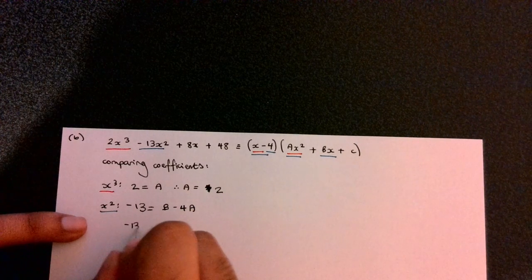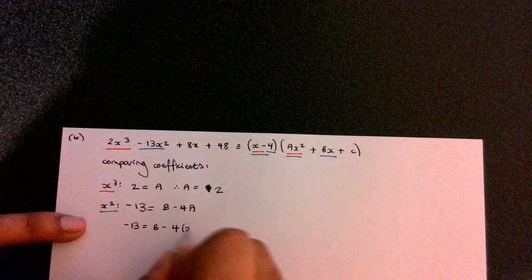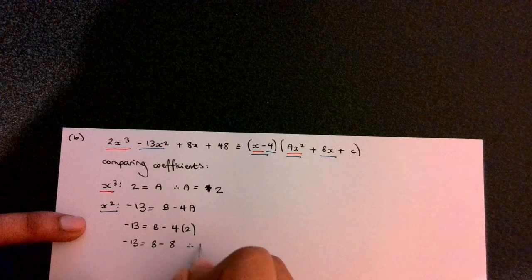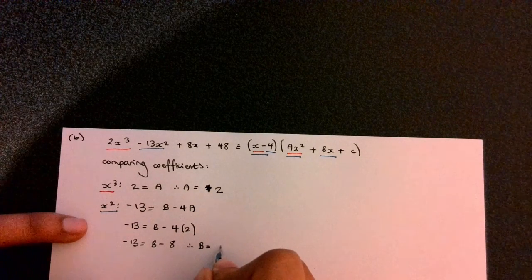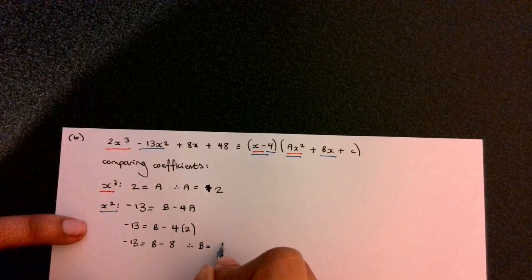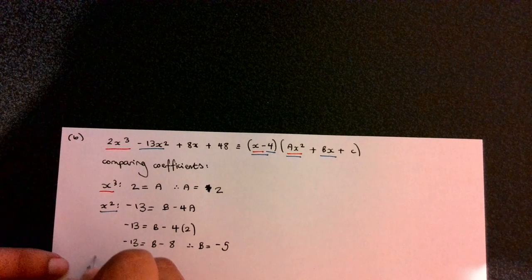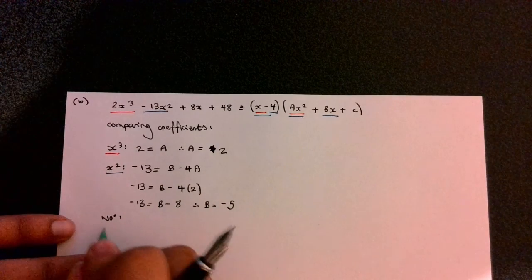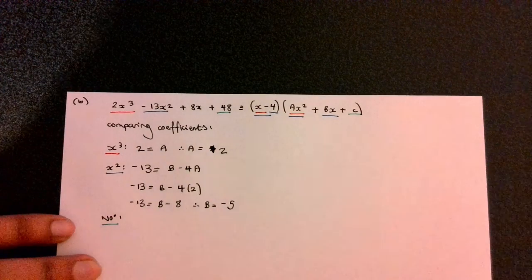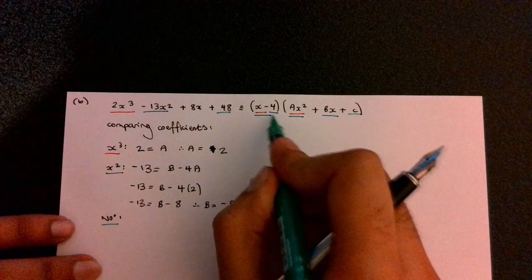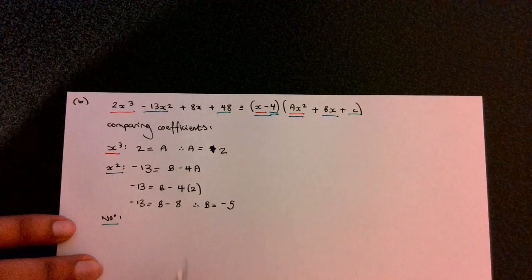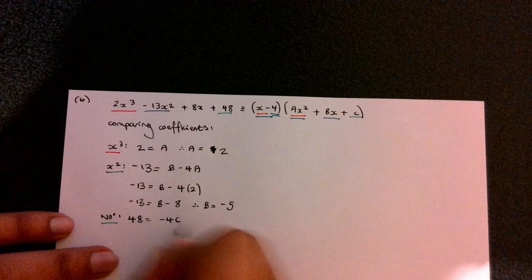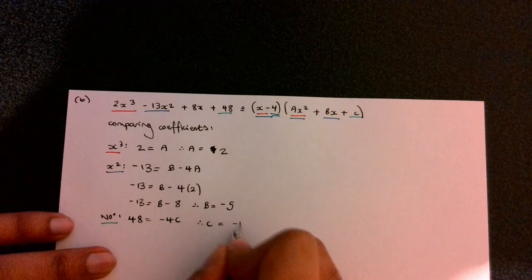So we have minus 13 equals b minus 4 lots of 2. Minus 13 equals b minus 8. Therefore, b we find to be minus 5. And if we compare the numbers, on the left hand side we have 48 of them, and on the right hand side we have c of them. We have minus 4c of them. So we have 48 equals minus 4c, and therefore c is equal to minus 12.